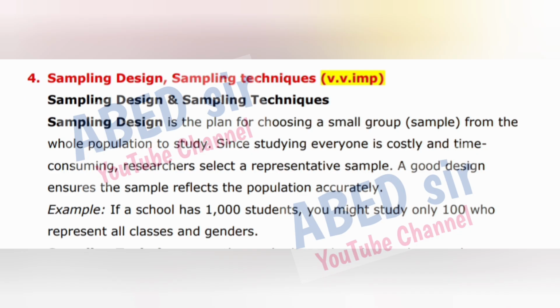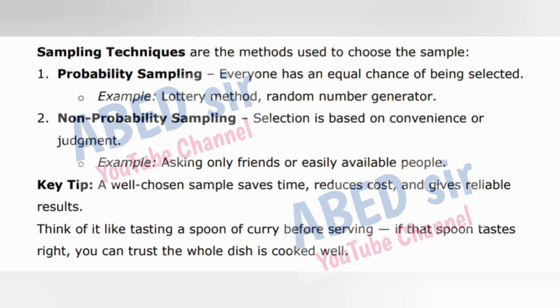Example, if a school has 1000 students, you might study only 100 who represent all classes and genders. Sampling techniques are the methods used to choose the sample. 1. Probability sampling. Everyone has an equal chance of being selected. Example, lottery method, random number generator.